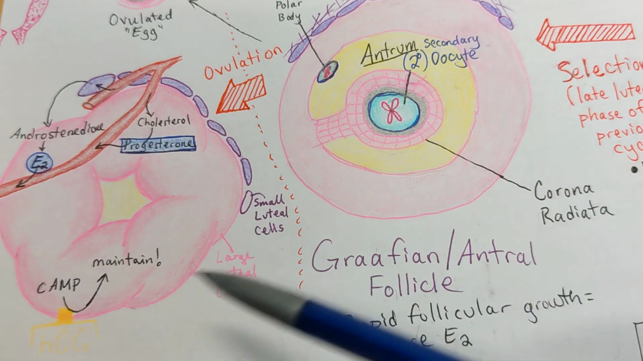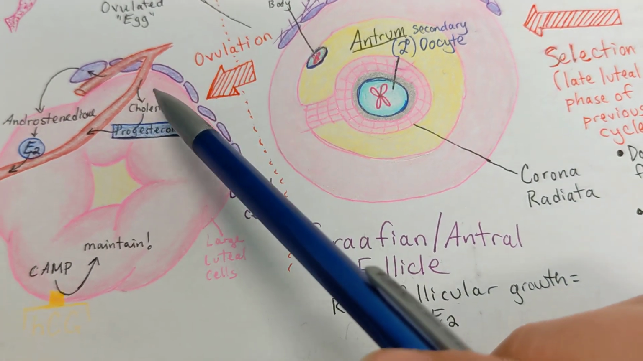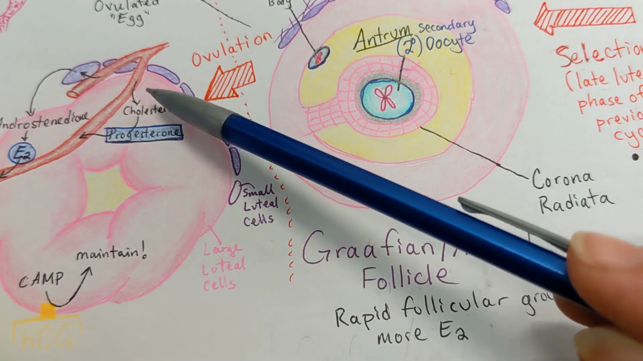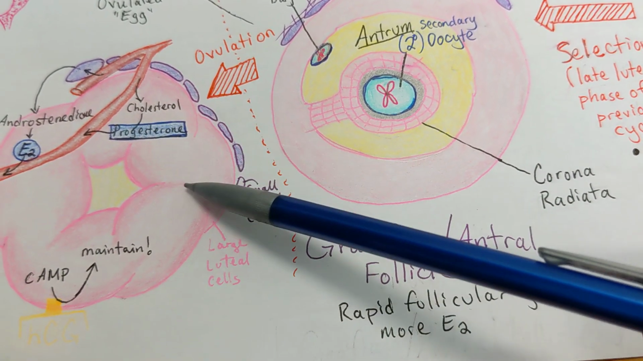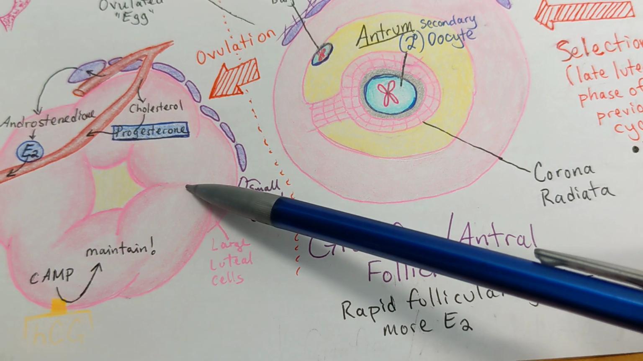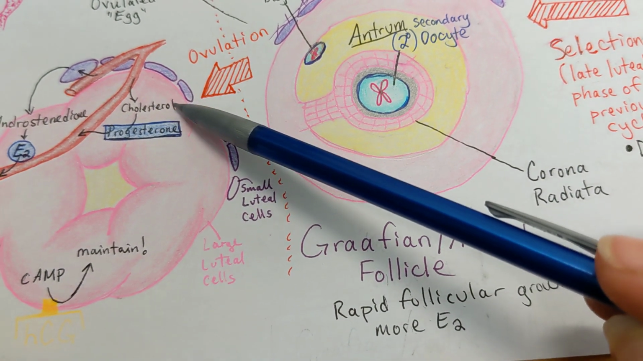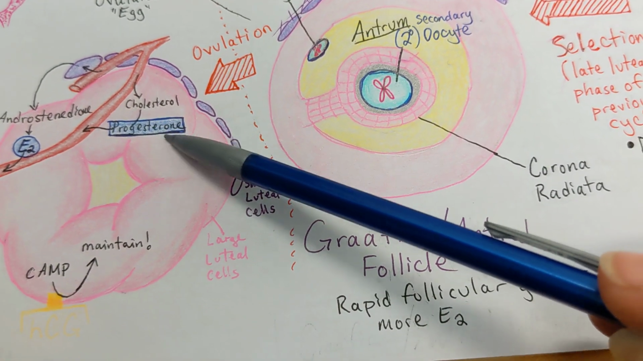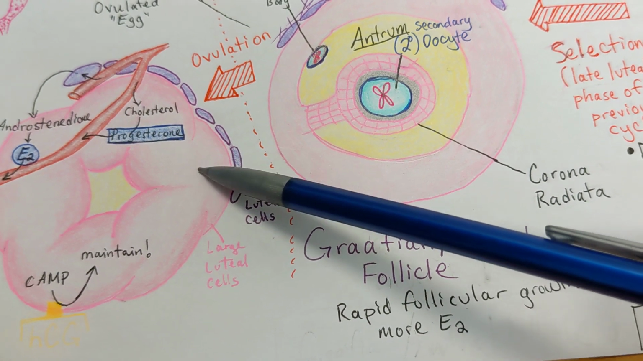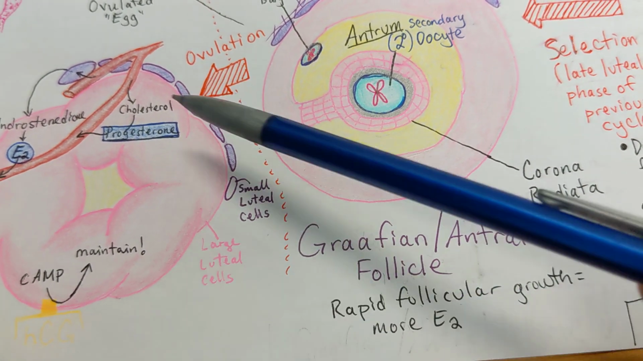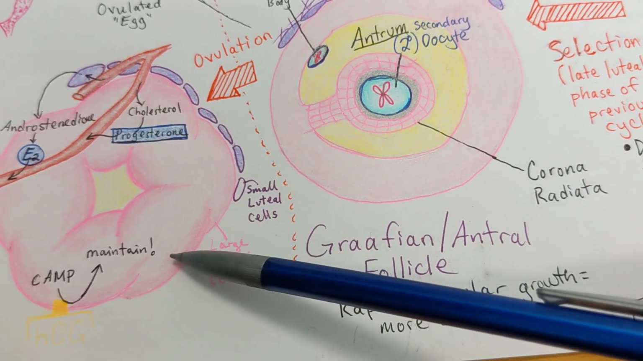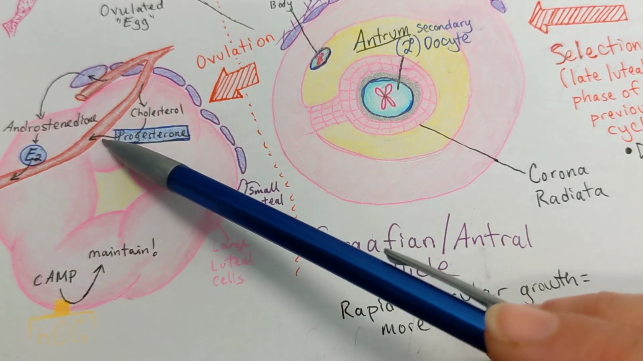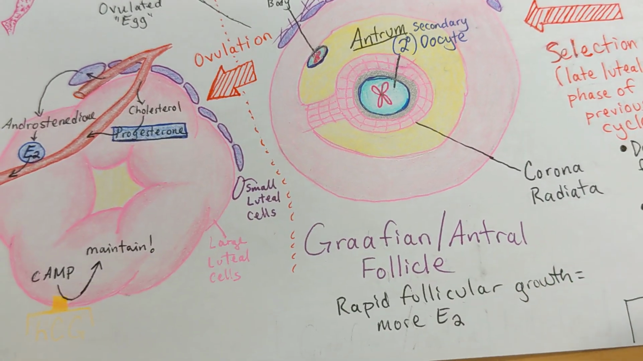What that does is that cholesterol can now be delivered directly to what used to be the granulosa cells, and therefore cholesterol can be converted fairly rapidly into progesterone by these pink, formerly granulosa cells here. Progesterone then can jump right into the blood and be distributed throughout the body.